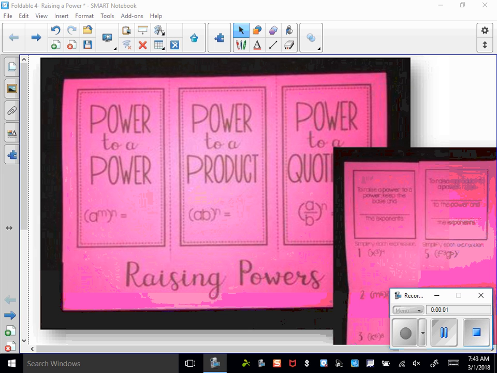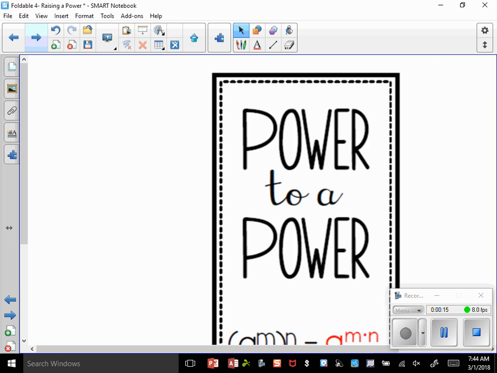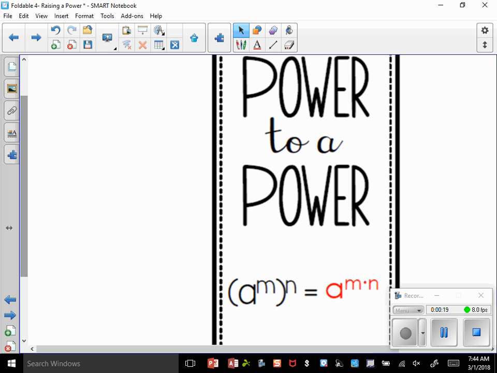Particular folder, the title at the bottom says Raising Powers. So you're going to have three different situations where you'll have parentheses and you'll have a power on the inside and a power on the outside. So when you're raising a power to a power, you actually are going to multiply the exponents. So you cannot get it confused with the product rule.